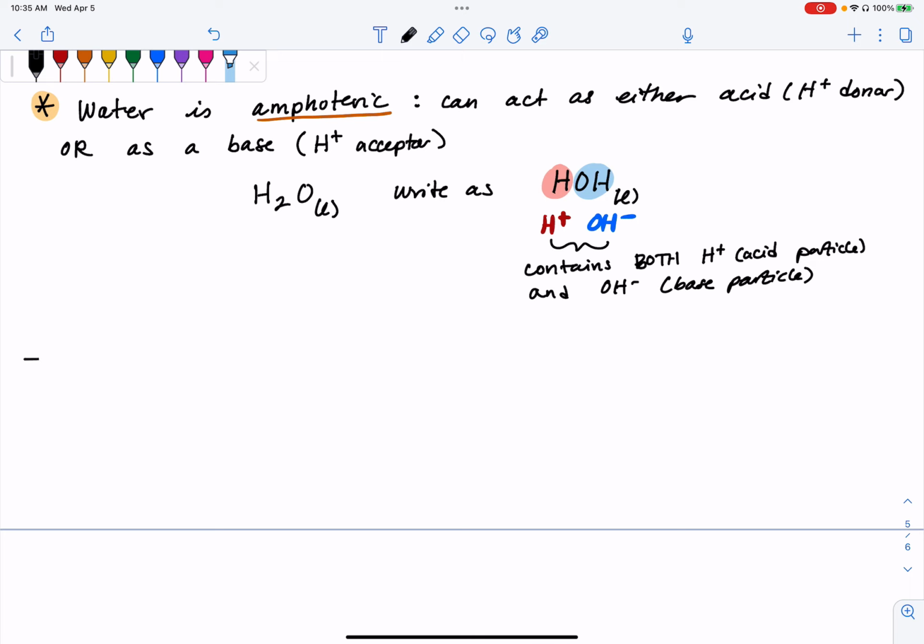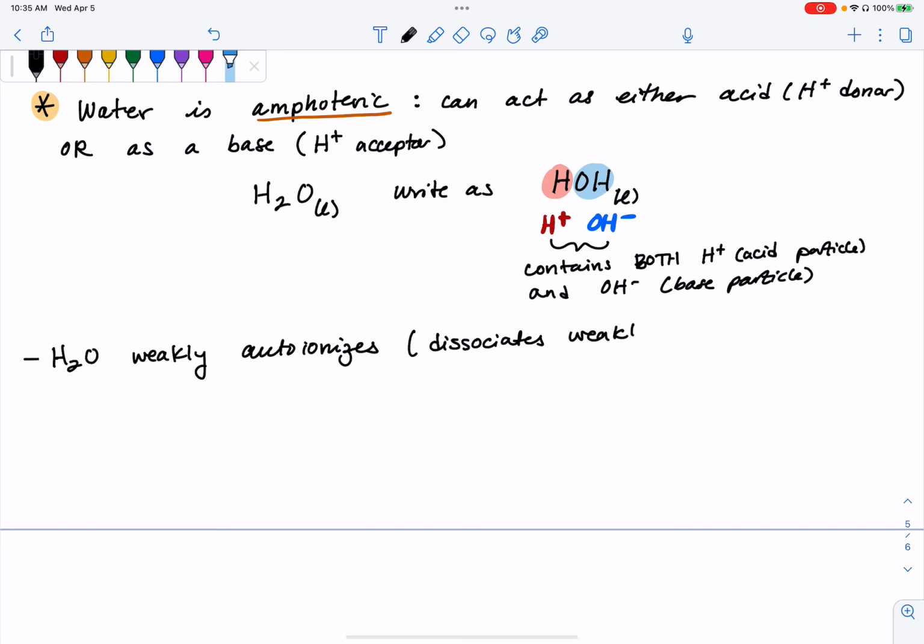Now, another thing about water is that water very weakly autoionizes. In other words, it dissociates very weakly. And if we think about the definition of an acid or a base according to Bronsted-Lowry, which is what an acid or a base does, whether it's donating a proton or accepting a proton, if water is going to be able to donate this acidic proton, then it has to be somewhat detached from that acidic proton in order for it to be donated in the first place.